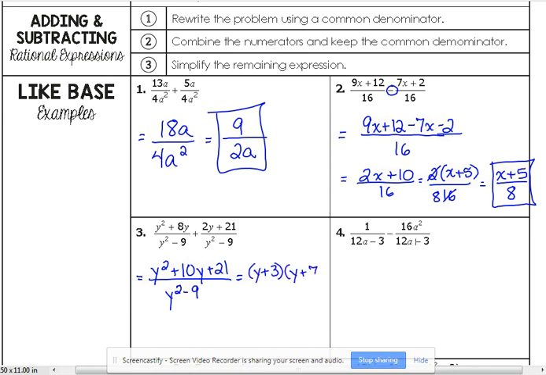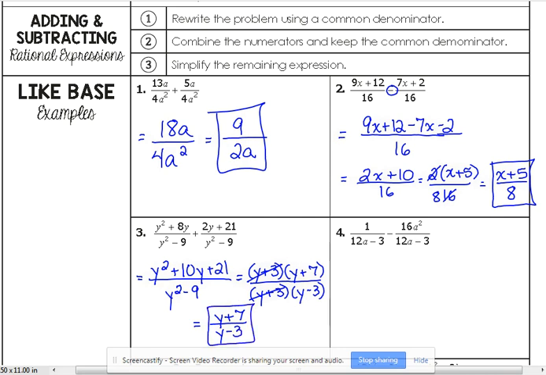Y plus 3 times y plus 7. How about that denominator? What do we call that? Difference of perfect squares. We've got to recognize that, guys. Okay, we've got to recognize the difference of perfect squares. So now that it's in factored form, numerator and denominator, we can cancel the y plus 3's. So this simplifies down to y plus 7 over y minus 3.